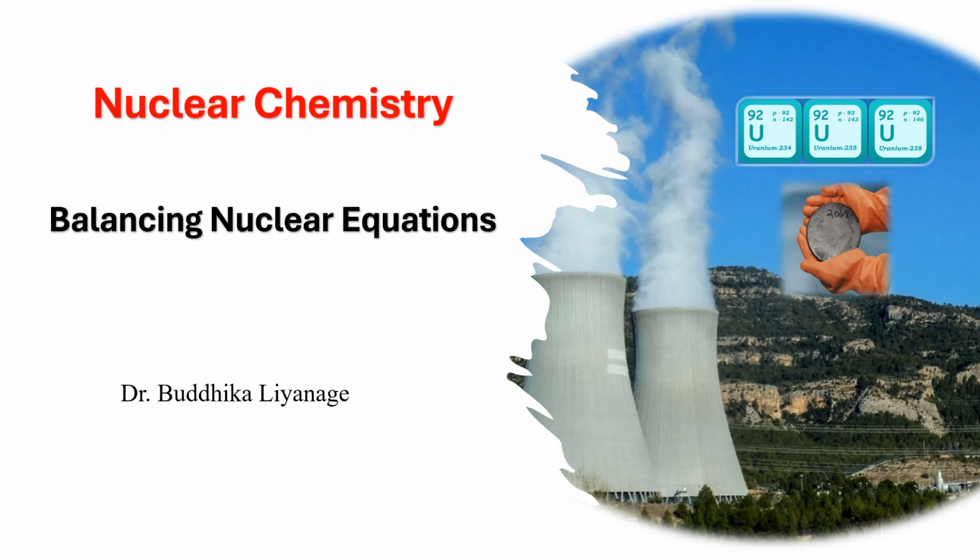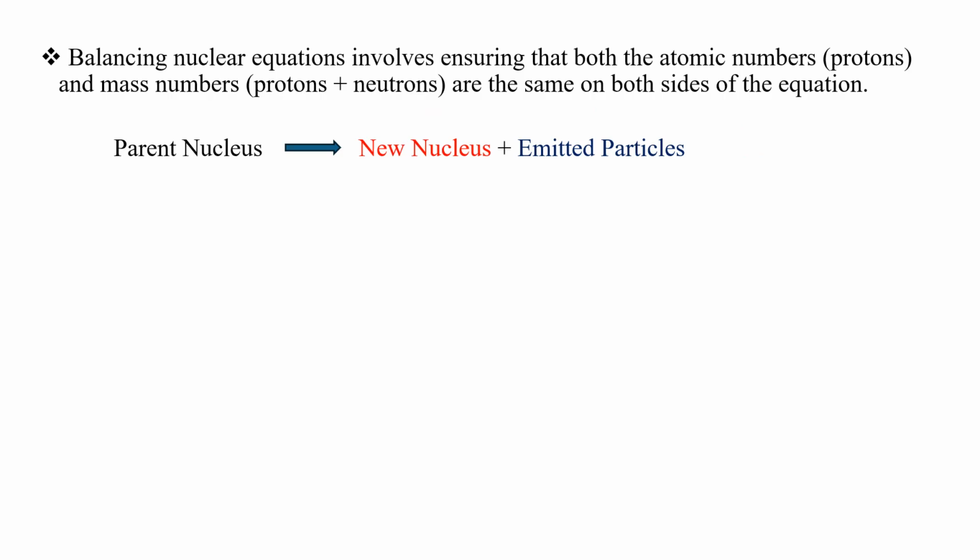So let's talk about part 2 of nuclear chemistry, how to balance nuclear equations. Balancing nuclear equations involves both atomic number balance and mass number balance. Atomic number is equal to the number of protons. You can see the atomic number of each element in the periodic table. Mass number is the proton count plus neutrons together. So we need to balance the mass number and the atomic number from the reactant side to the product side.